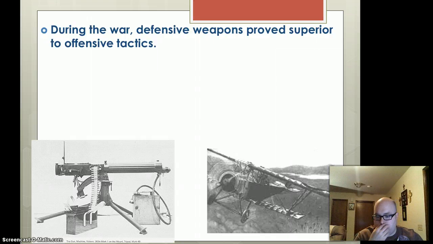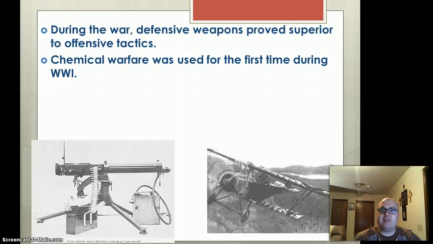Now with these new weapons, primarily the machine gun, most of these weapons were defensive, and so with the defensive weapons, how do you counteract that? How do you combat that? By digging a hole in the ground, aka a trench. And you're going to line up on both sides in trenches, and you're going to fire these defensive weapons at each other. And that's pretty much warfare in World War I. Pretty crazy.